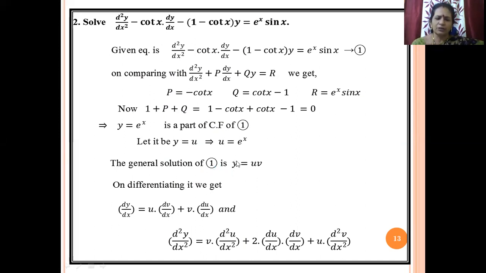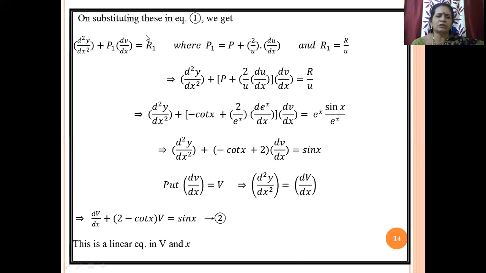Now differentiate 2 times, we will get the 2 equations. Then after that, substituting these values in equation 1, we will get this equation, whereas P1 is this and R1 is this. Now substitute P1 and R1 in these equations. After that, replace P and R also. Simplify that. We will get the differential equation of second degree as like this.